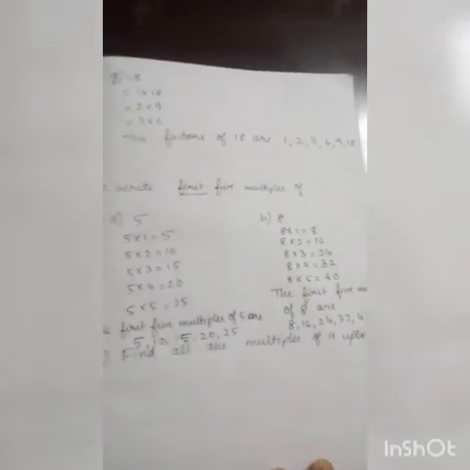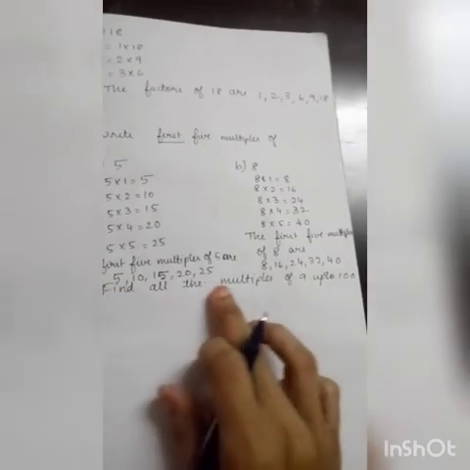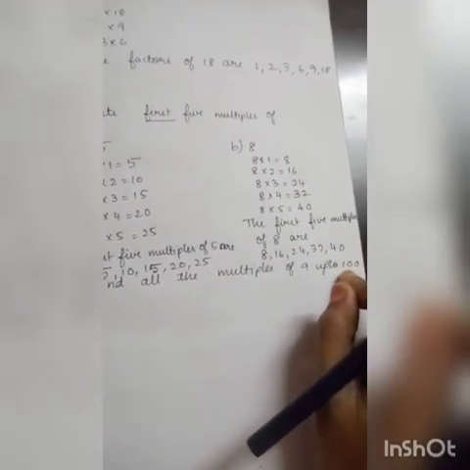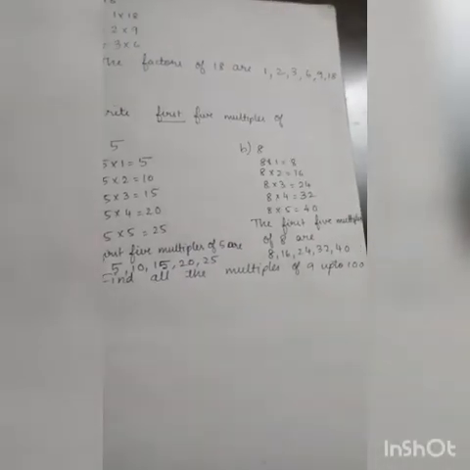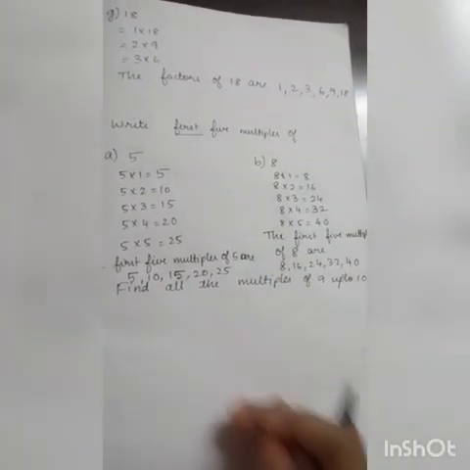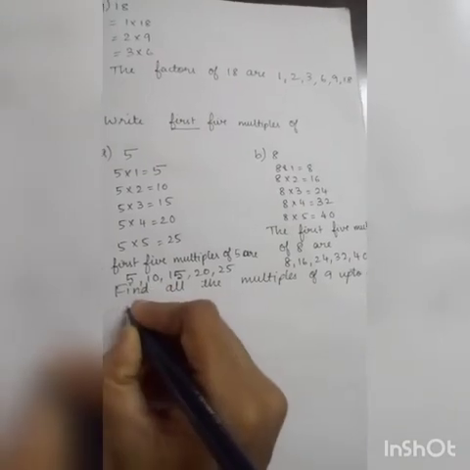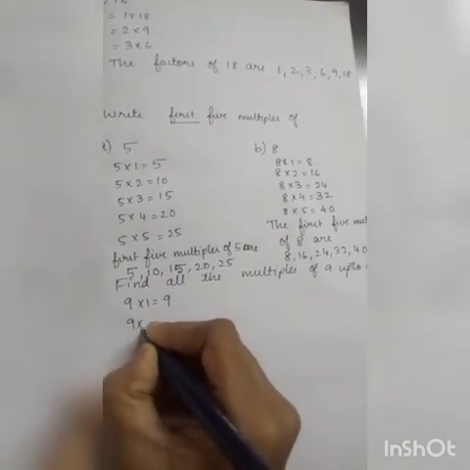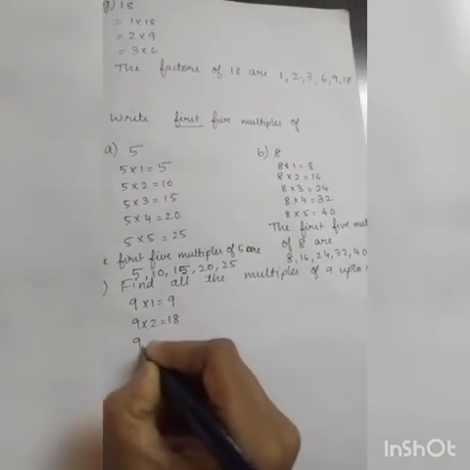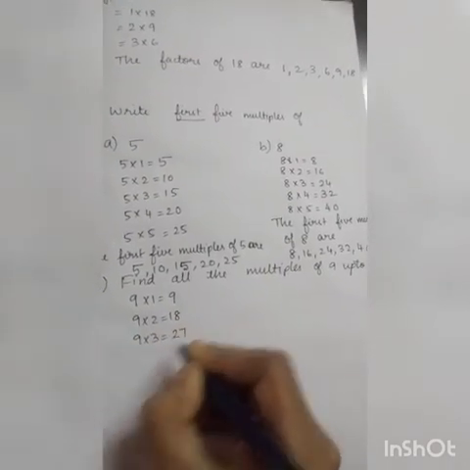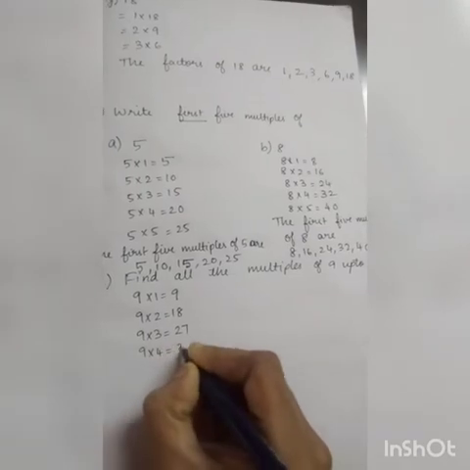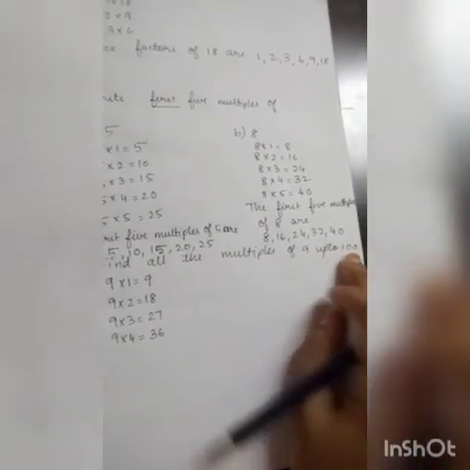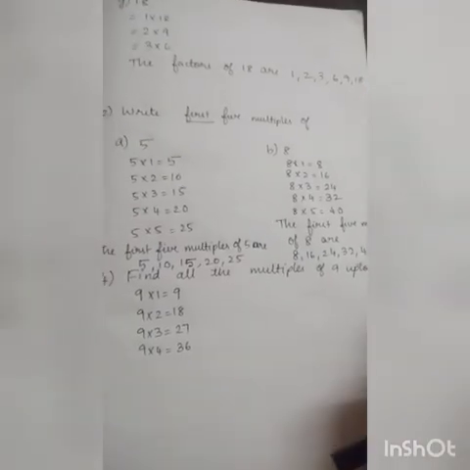Okay, next, fourth question. Find all the multiples of 9 up to 100. We are going to start from the multiples of 9. 9 ones are 9. 9 twos are 18. 9 threes are 27. 9 fours are 36. We want till 100. Up to 100 means till 100 we should find it.